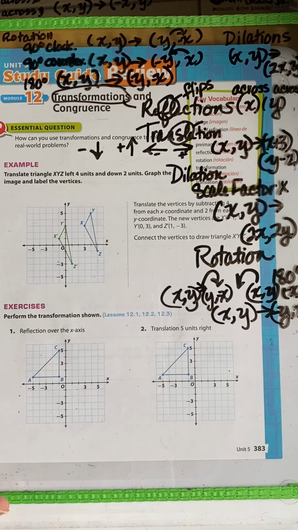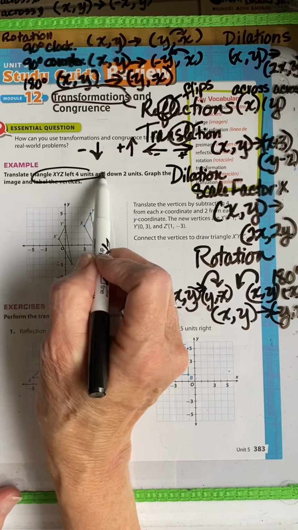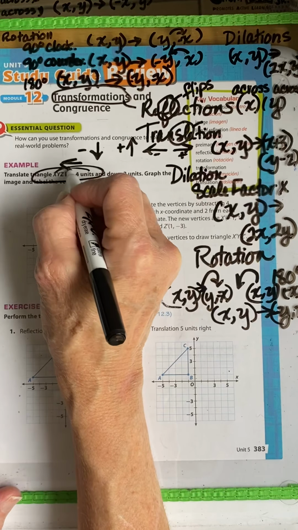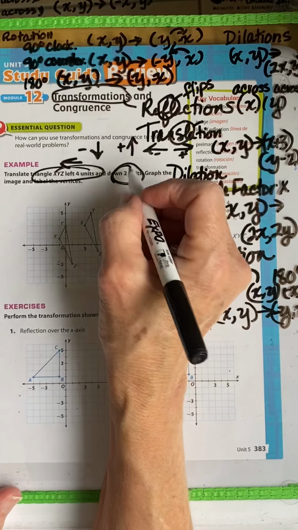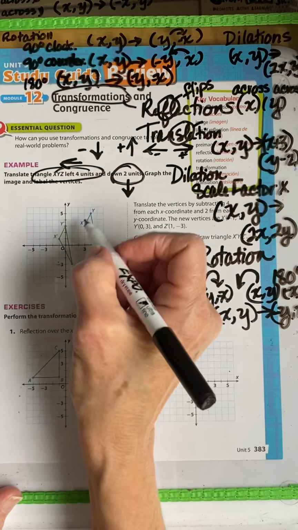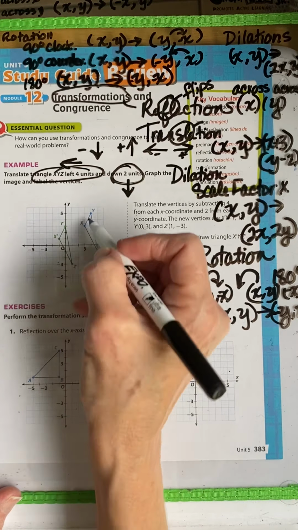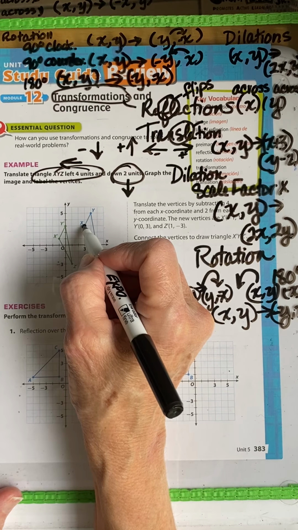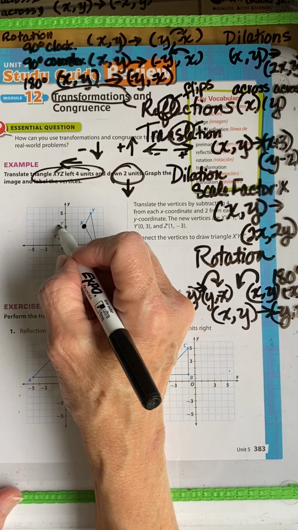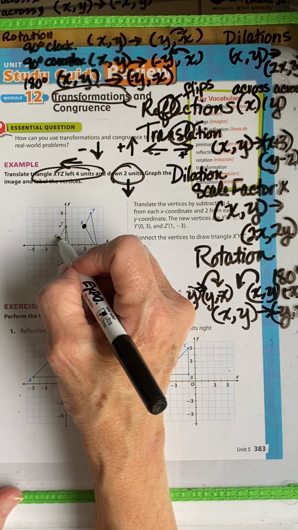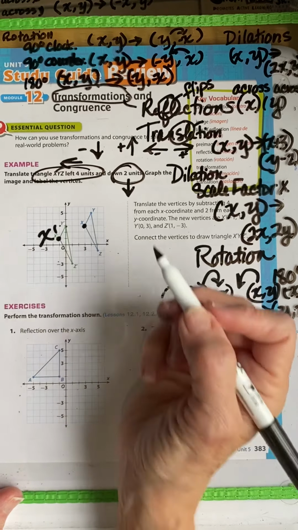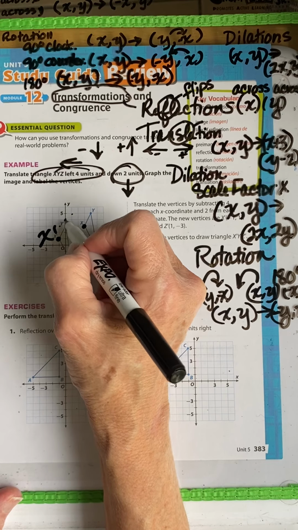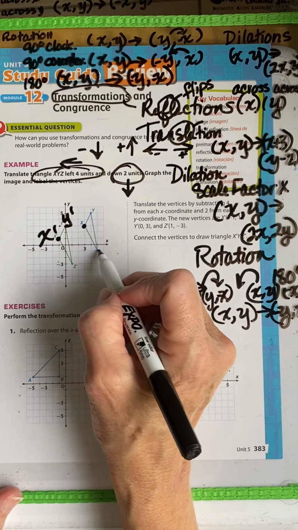All right, check it out. Okay, so this one was translated 4 units left on X and 2 units down. That's your Y, okay? So we start with our X. It was at 3, and so we go 4 to the left: 1, 2, 3, 4, and 2 units down: 1, 2. So X prime. Remember how we marked them X prime? Y: 1, 2, 3, 4, 2 down. Y prime. Z.